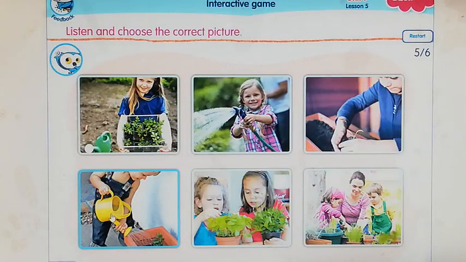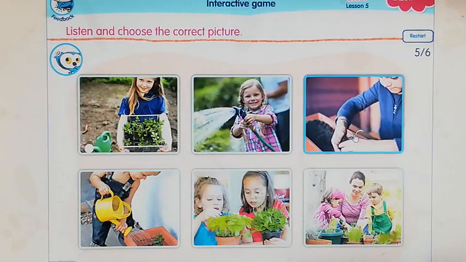This boy is planting a baby plant. Boy is planting baby plants. Okay, can you see here? That's the boy and that's the small tiny baby plant. He's trying to plant it, so that's the correct picture.